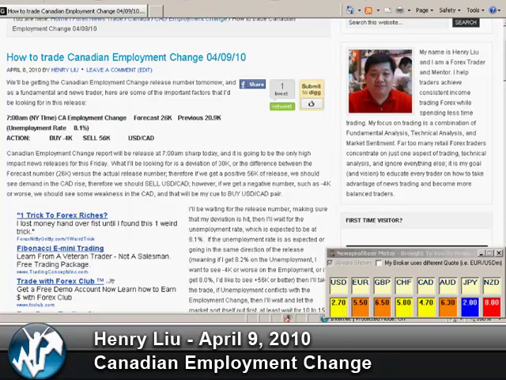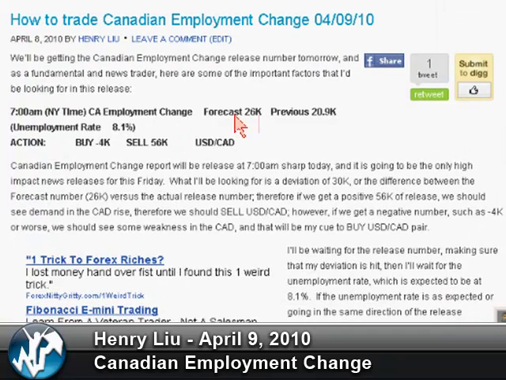It is 6:50 a.m. in the morning. Just about 10 minutes, we're going to be getting the Canadian employment change number. It's forecasted at a positive 26K, with a previous release around 20.9K. And the unemployment rate is expected to be at 8.1%. So we're looking for a deviation today of 30,000.